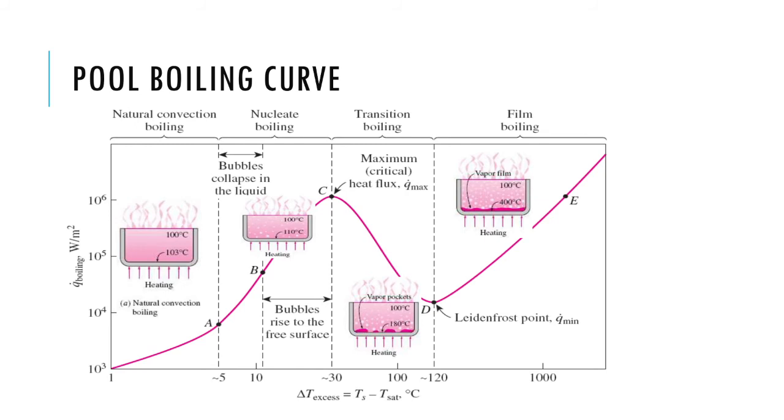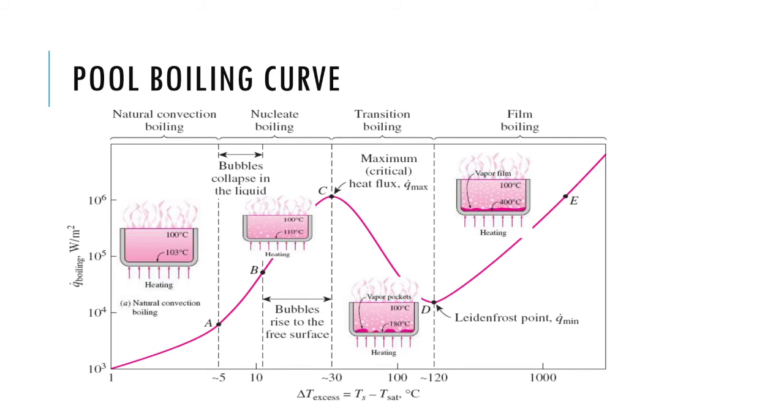First of all, we have natural convection boiling. In it, bubbles really haven't been formed and boiling is going on its own and it slowly rises. This OA part is natural convection boiling. In it, the bottom temperature is 103 degrees Celsius and the surface temperature is 100 degrees Celsius. Boiling has just been achieved and it is going on at a normal rate, we can say.